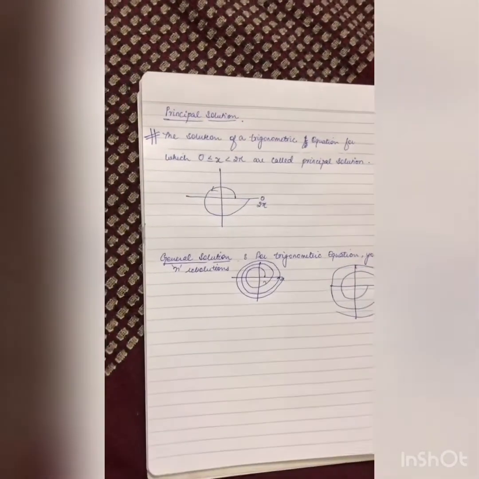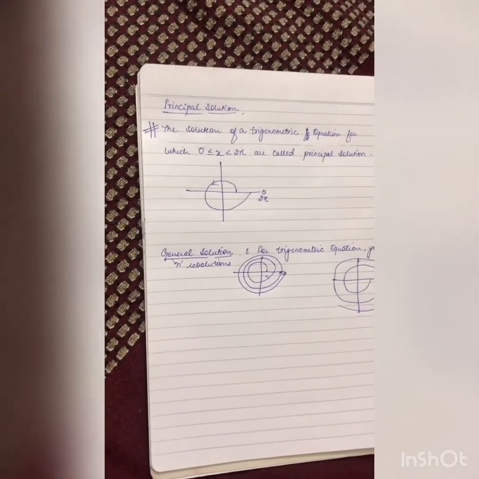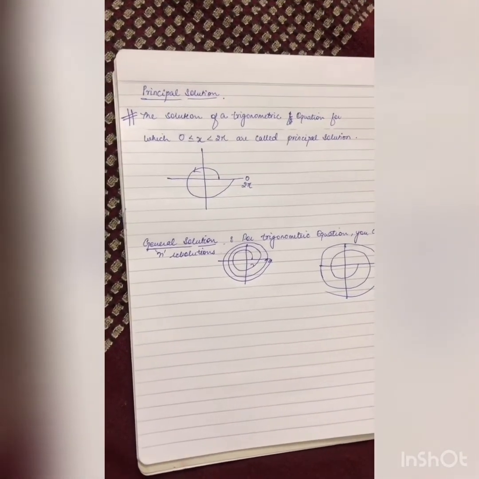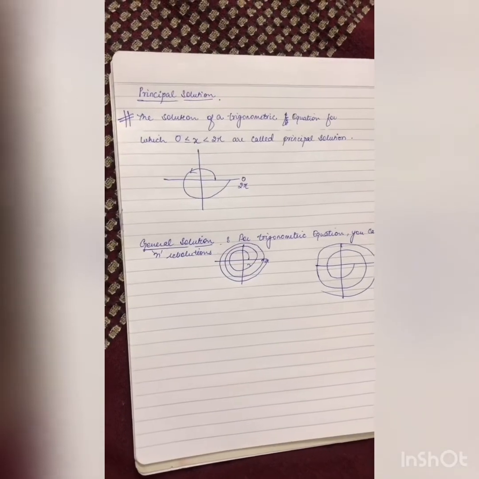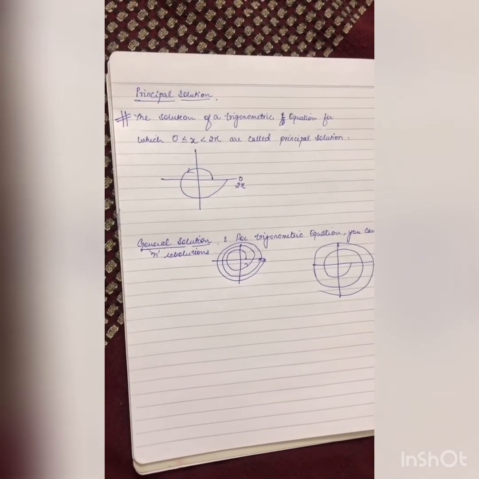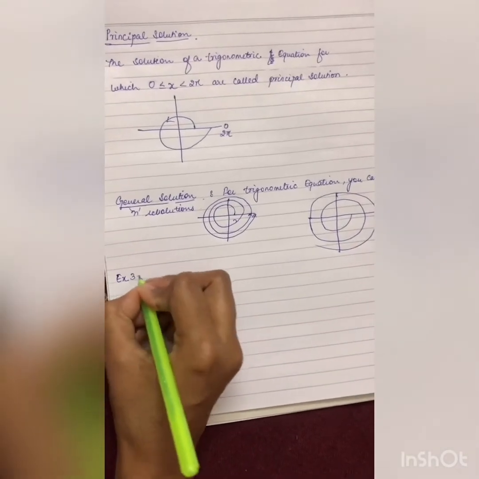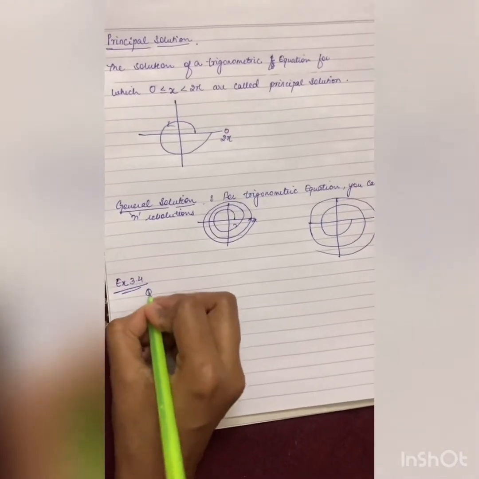Okay, so let us first see how to find out the principal solution of an equation, and then we'll move to the general solution. Okay, let me give you one question. Let me move to exercise 3.4, question number 1.